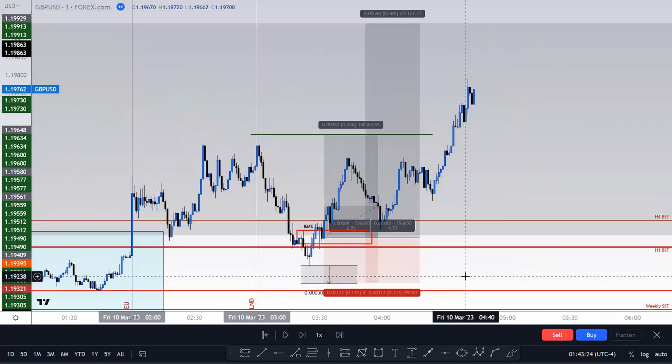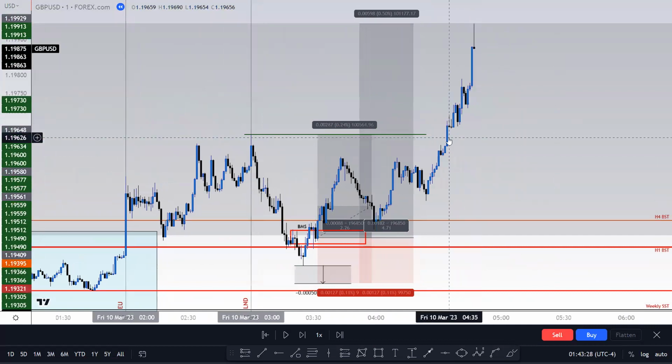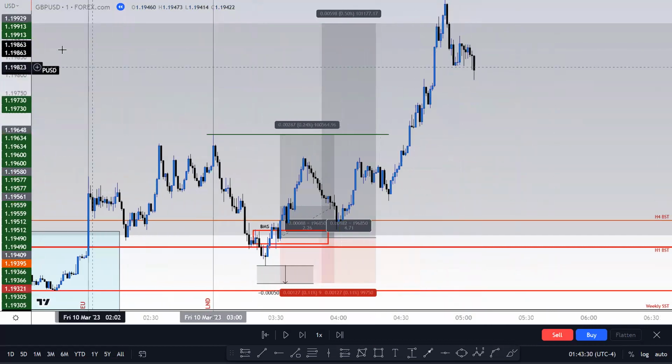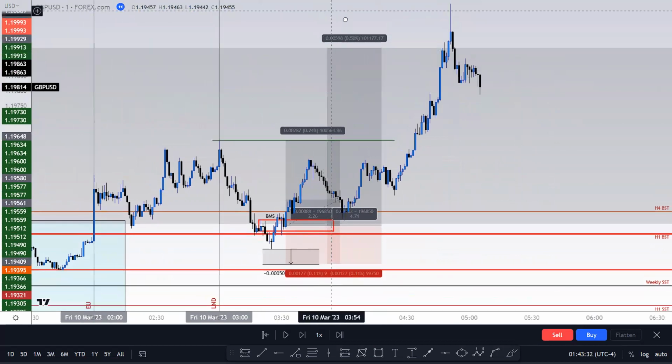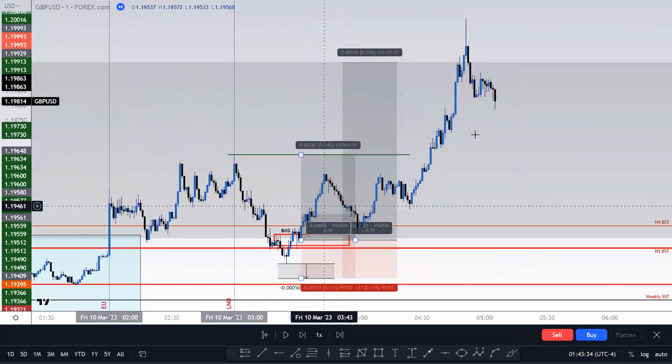Okay, so price delivered on the first profit target just before the European Open, and also hit the second target just before the European Open as well. So it was a very, very quick move that took place on Friday.